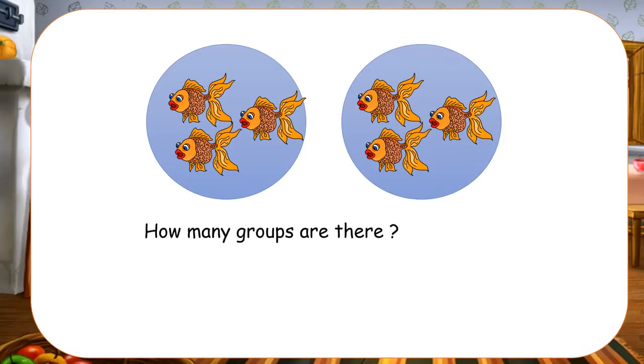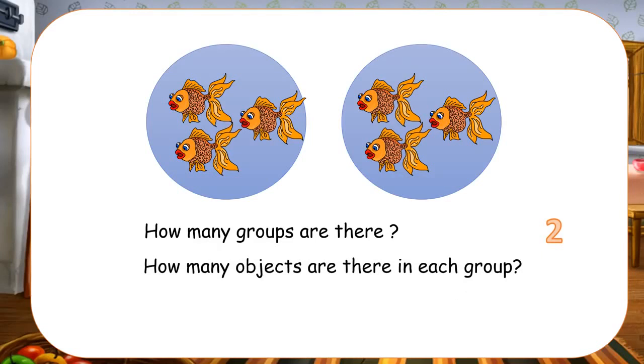How many groups are there? There are 2 groups. How many objects are there in each group? There are 3 objects in each group. 2 groups of 3.